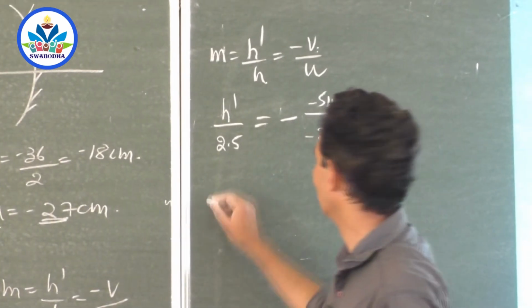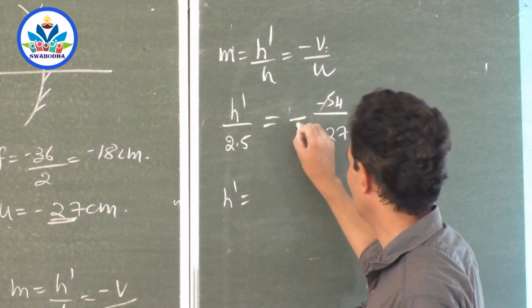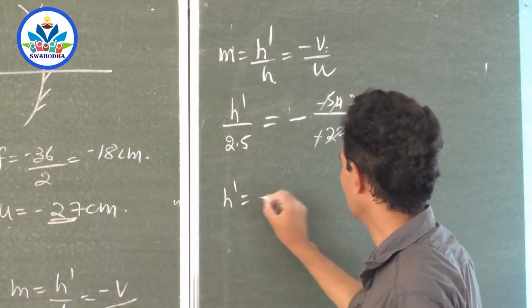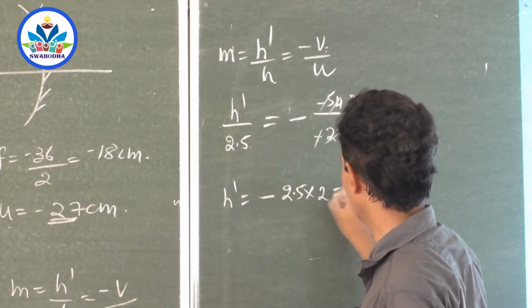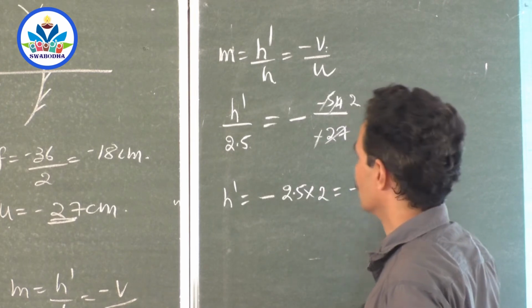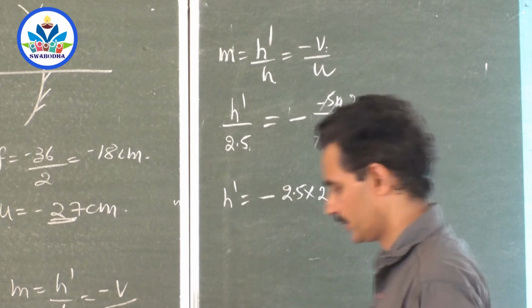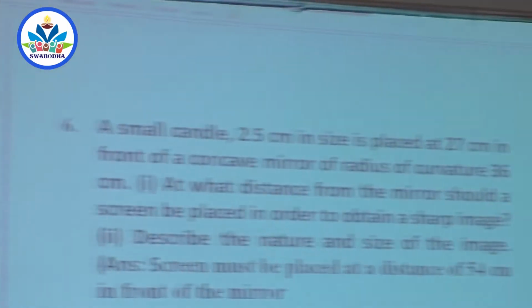So what is h dash equal to? This minus will get cancelled, this minus will remain minus, and this is 2 times, so minus 2.5 into 2, that is minus 5 centimeters. So it should be larger than the object. Object height is 2.5, this is double. So a larger image, inverted and real, is formed. We have the answer. Image is real, enlarged and inverted, formed of height 5 centimeters.